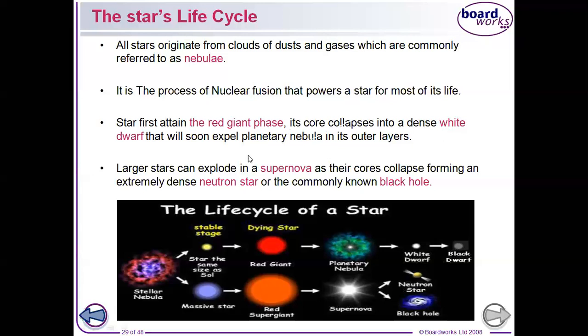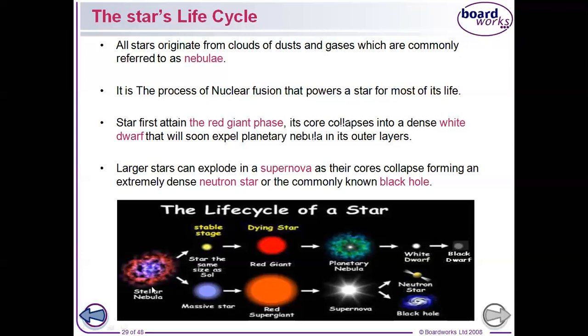Now, this diagram explains it. A star can follow any of these paths depending on its size. This one is for the star of our own, whose size is similar to that of our sun. We can call it a dwarf star, and this is a massive star. If you look at the life cycle of a dwarf star, it follows this pattern. For a massive star, it follows this pattern.